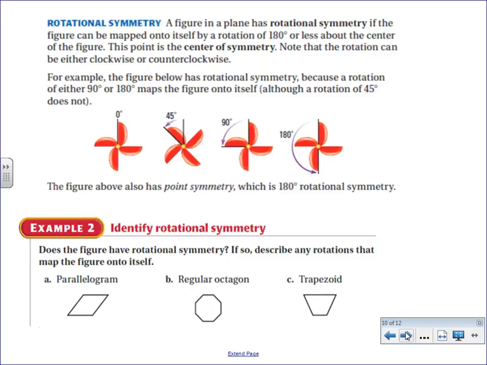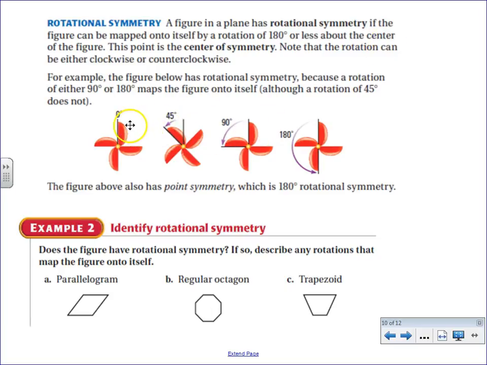Similar to rotations, we'll talk about rotational symmetry. Rotational symmetry is directly connected with rotations. So we have a center of rotation. It's like in this pinwheel here. If we rotate 45 degrees, that's what we get, 90, 180. We talk about a figure having rotational symmetry if it can be mapped onto itself by a rotation of 180 or less, about the center of the figure.